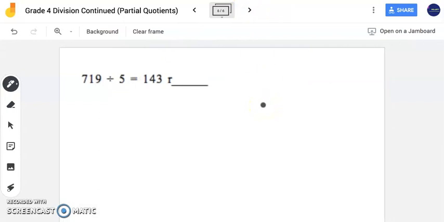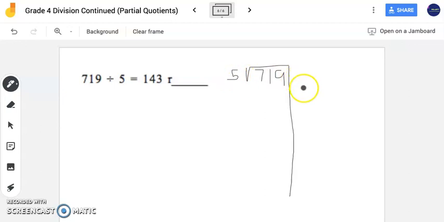Now for this problem here, we have 719 divided by 5 equals 143 remainder something. So here I have 719 divided by 5. Now, if you would like to use the standard algorithm for this, that's completely fine. I'm showing you partial quotients here as a reminder, as another method you can choose to do when you're solving a division problem. As you're working today, you can choose either method you want.